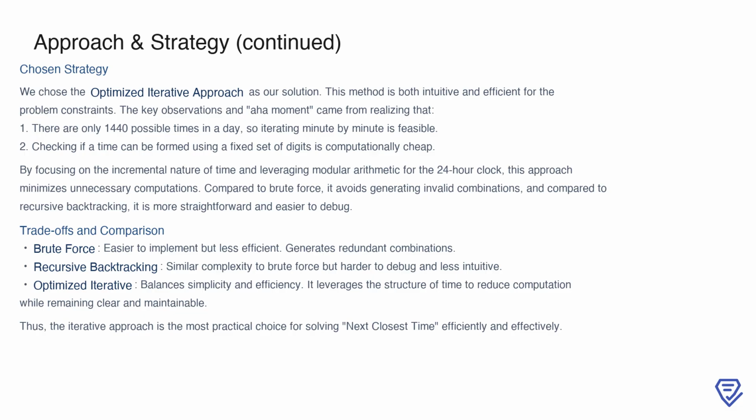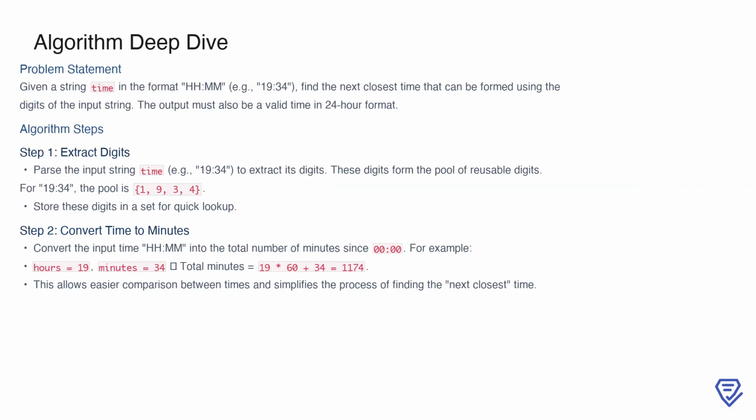The iterative approach is intuitive, efficient, and well-suited for this problem, making it the most practical choice for determining the next closest time. To solve the problem of finding the next closest time, we start with the given string time in the format HHMM. Our goal is to determine the next valid time that can be formed using only the digits from the input. For example, if the input is 1934, we can only use the digits 1, 9, 3, and 4 to construct the new time.